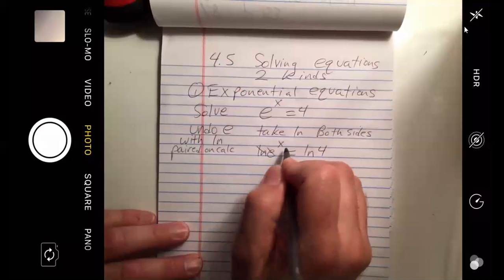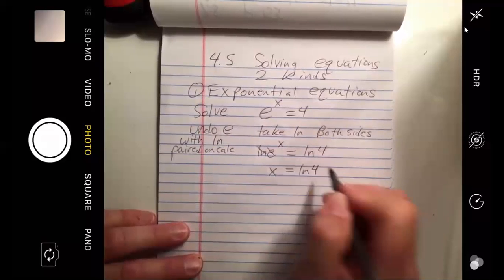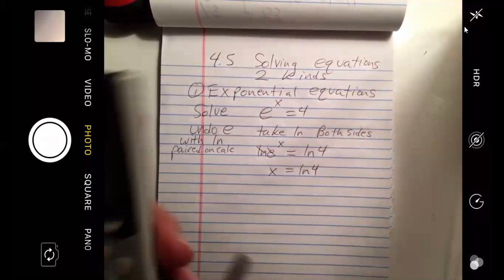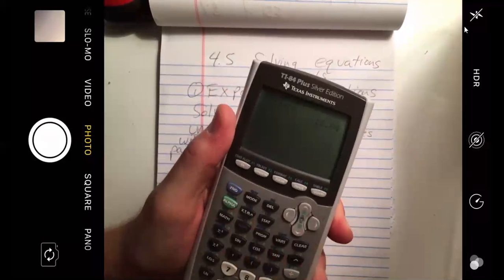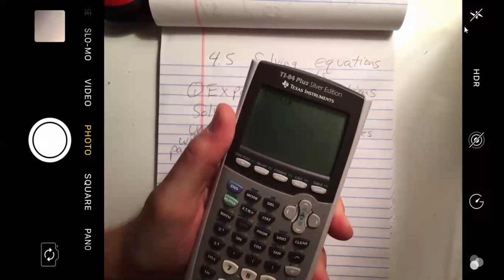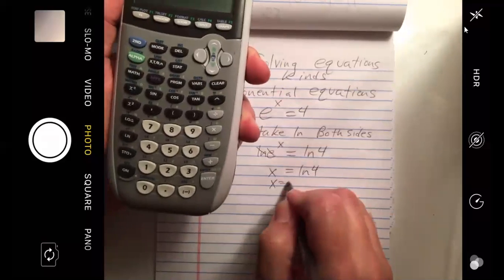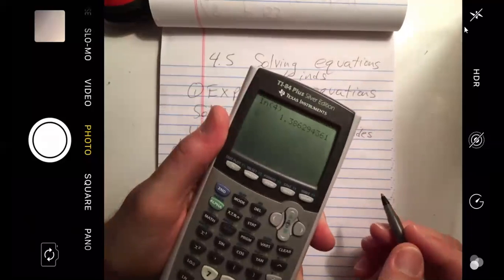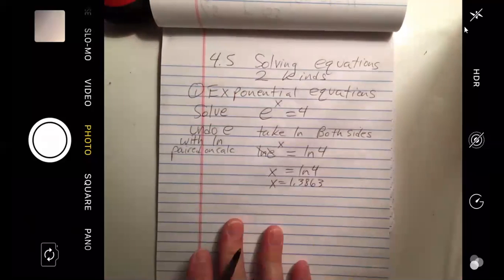These undo each other, leaving the x, and ln of 4. You can leave it that way. Sometimes the book will leave it as ln of 4, and sometimes they punch the decimal. And it's a pretty easy punch. ln of 4 is 1.3863, to 4 places. Okay.